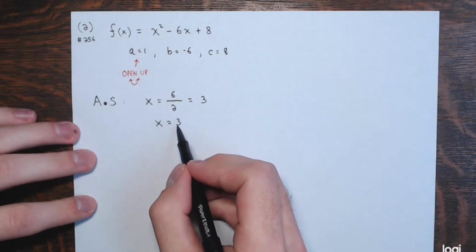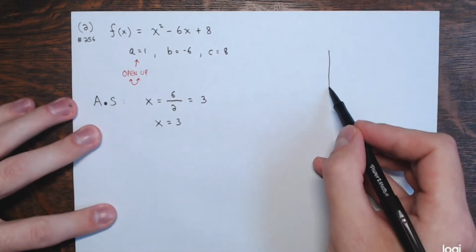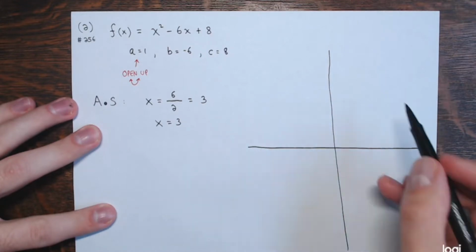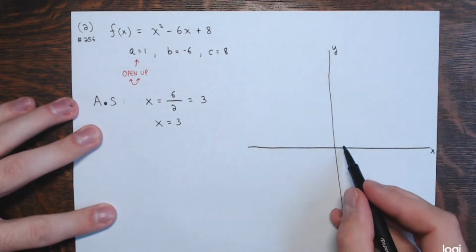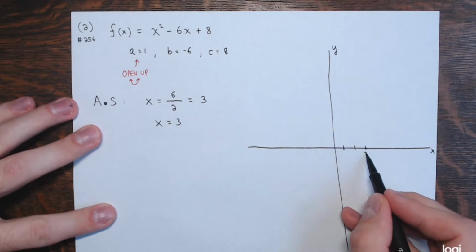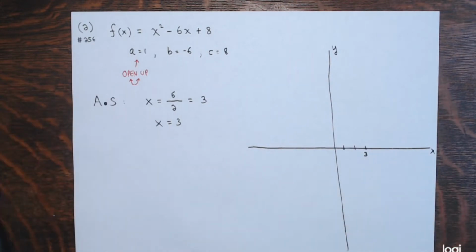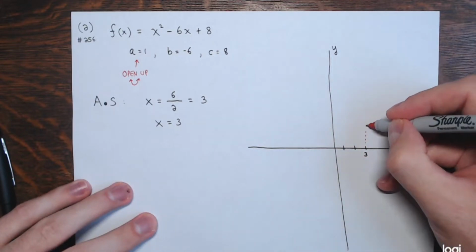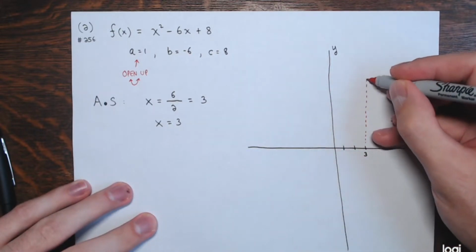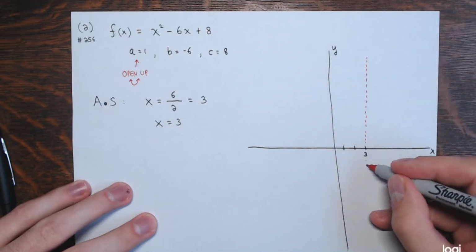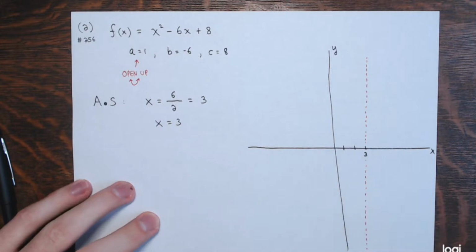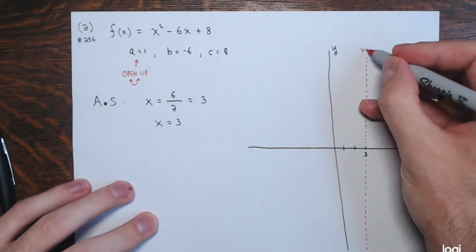So on the xy plane, I'm going to go to x equals 3 and draw a dotted vertical line. And this is the axis of symmetry, the line that cuts the parabola in half and runs through the vertex. There's x equals 3.